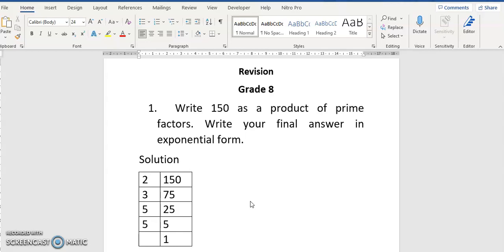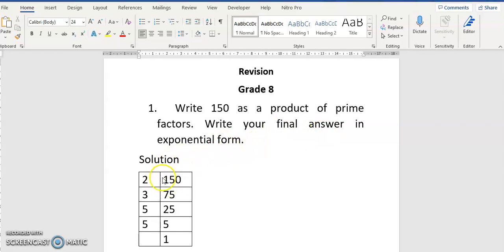Then the second thing, you take your pen and your book. You write the information that you have here. So the first thing we have, it says write 150 as a product of prime factors. Write your final answer in an exponential form.